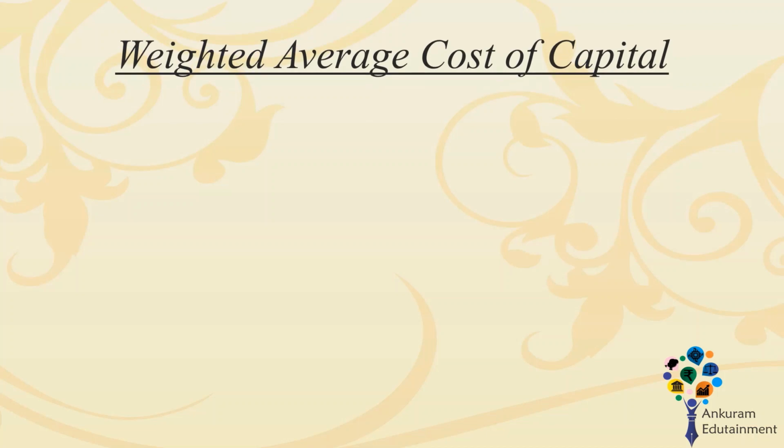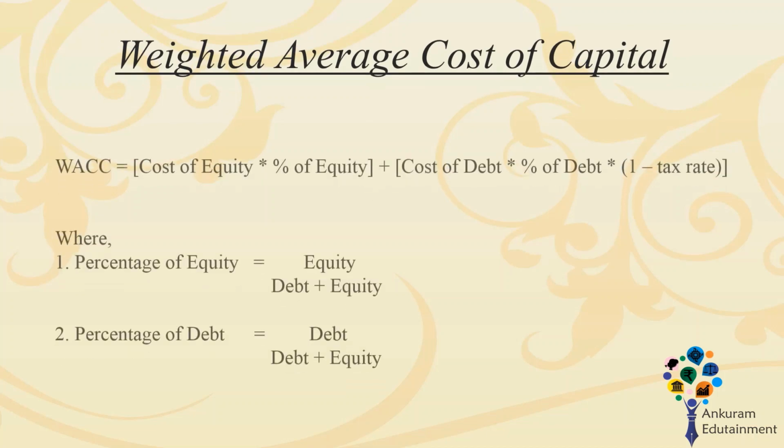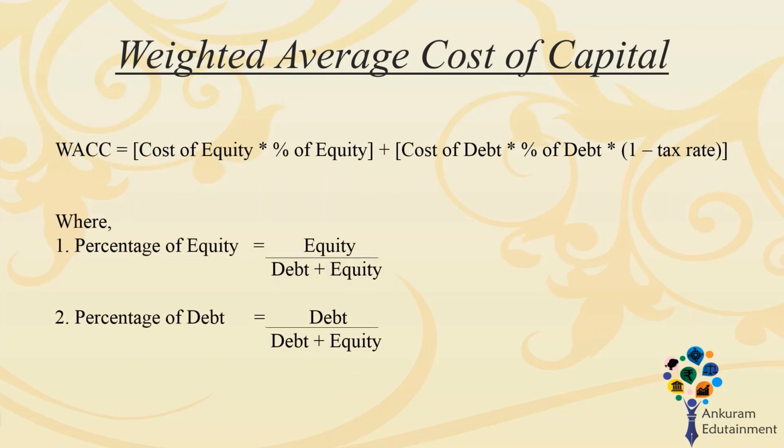So let us look at the formula of weighted average cost of capital, which is also known as WACC. WACC is equal to cost of equity into percentage of equity plus cost of debt into percentage of debt into 1 minus tax rate. Here percentage of equity and percentage of debt is nothing but the proportion of equity and debt in total capital employed. And 1 minus tax rate is another factor in cost of debt which takes into consideration that interest expenses are tax deductible. Now WACC is a very important concept to remember so that you can calculate discount factor.